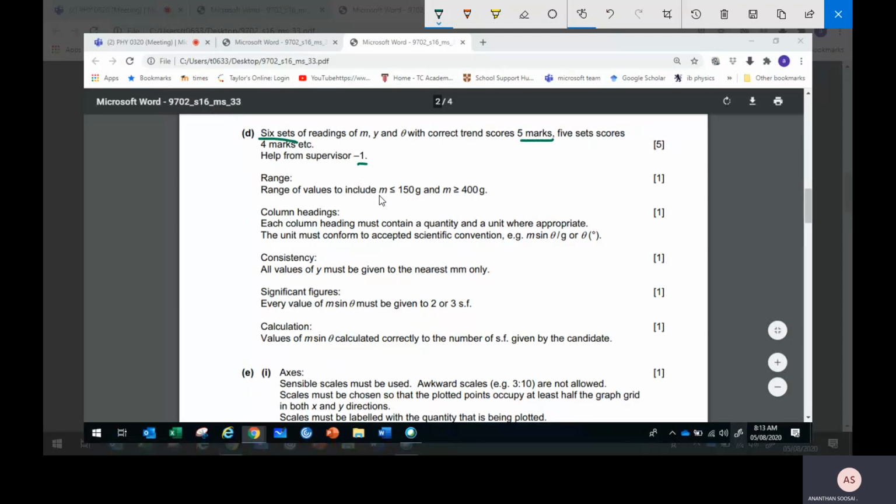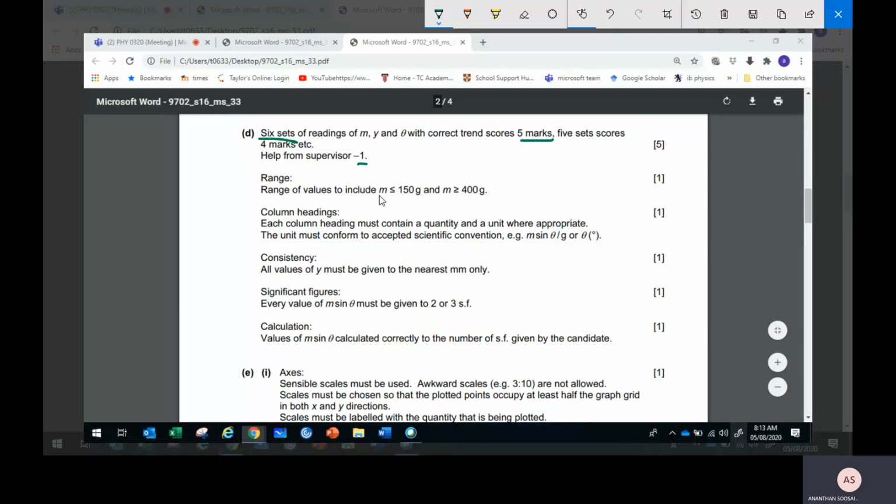That means you can have values in between, but you must have at least one value less than 150, and at least one value more than 400. The lowest, you never go lower than 150, or I lose a mark. The highest, you never go more than 400, or I lose a mark.